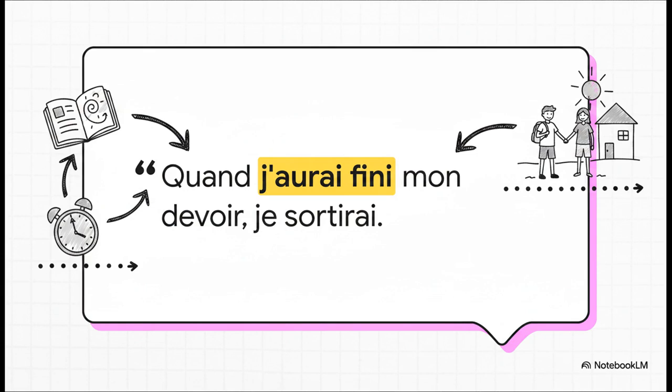Let's look at this classic example. Quand j'aurai fini mon devoir, je sortirai. See how that works? It lays out a perfect timeline. J'aurai fini. I will have finished my homework. That's action number 1. And only when that's done, then comes action number 2, je sortirai. I will go out. It's all about what happens first.